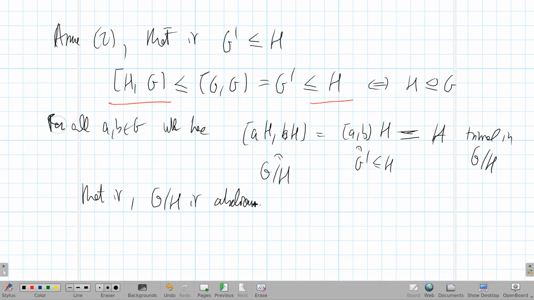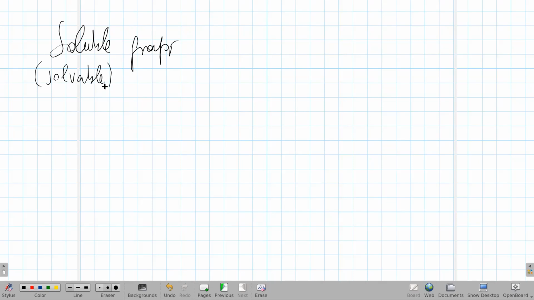So G prime has this important property. It's the smallest normal subgroup with abelian quotient group. Good. And with these premises, we are ready to talk about soluble groups. I probably already used this title. And soluble is the British way of referring to these groups. In America, they tend to call them solvable. Okay, so it's the same thing, just different ways of referring to them.